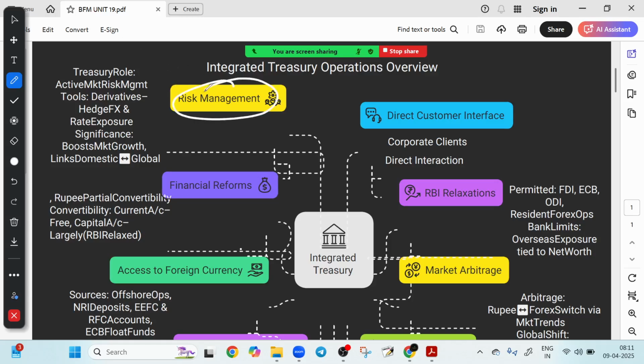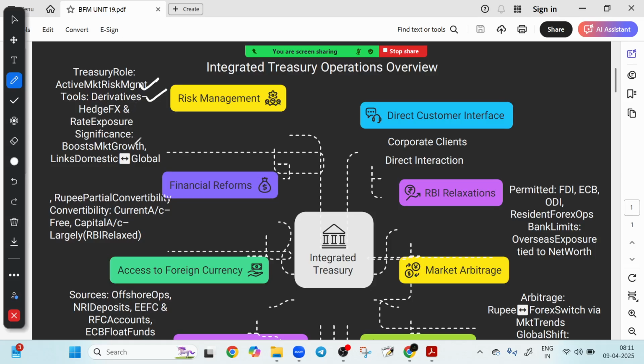See, the treasury actively manages the market risk. How? Using some sophisticated tools like derivatives. Yes, it uses tools like derivatives to hedge the market risk. It also provides hedging against forex risks, forex rate and interest rate fluctuation. This derivative acts like a tool.